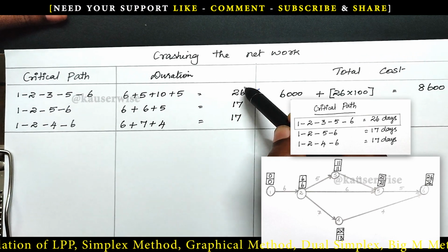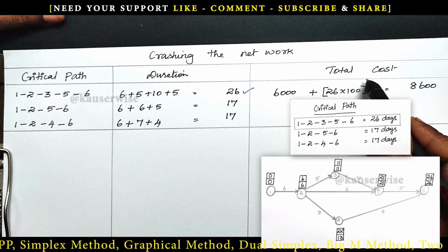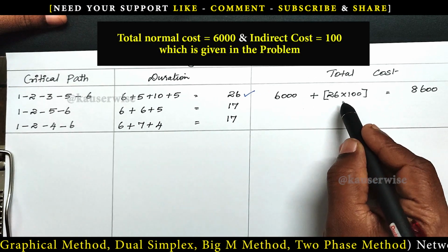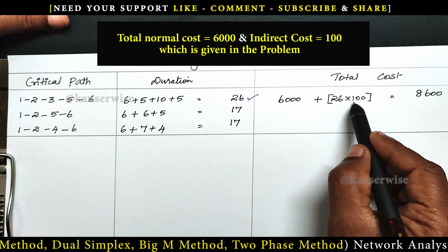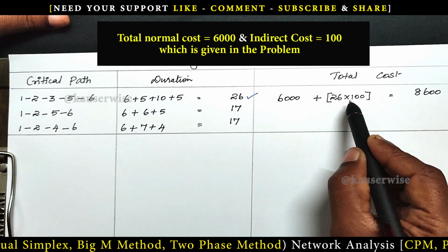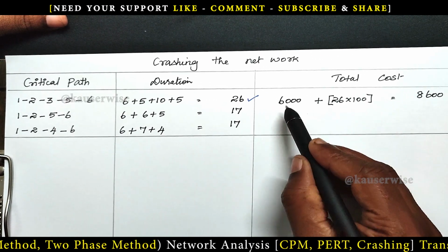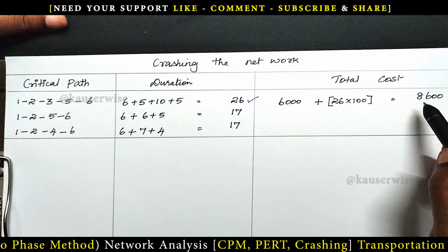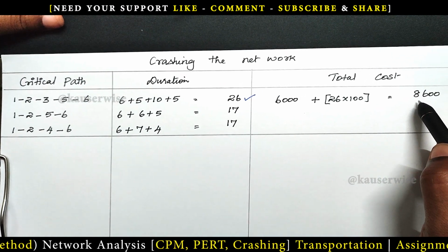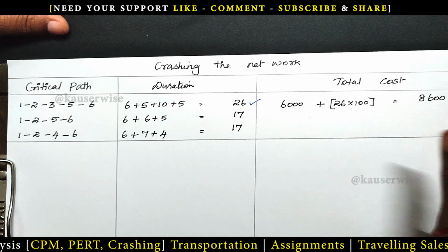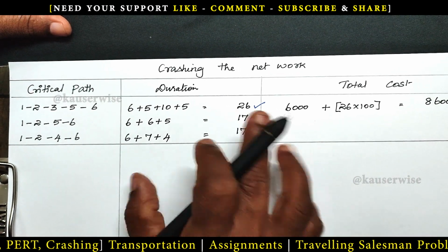So 26 days. For that, what will be the normal total cost? Total normal cost plus indirect cost. For indirect cost, 26 days, 26 into 100 rupees each, total 2,600. Direct cost plus indirect cost is equal to total cost 8,600. This is the normal cost for the normal project completion time.